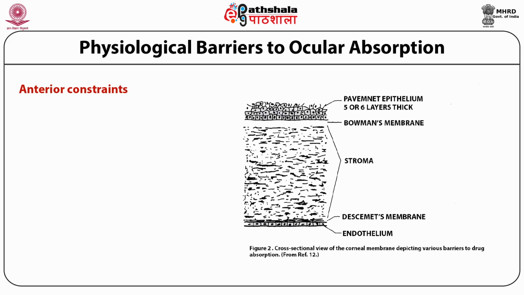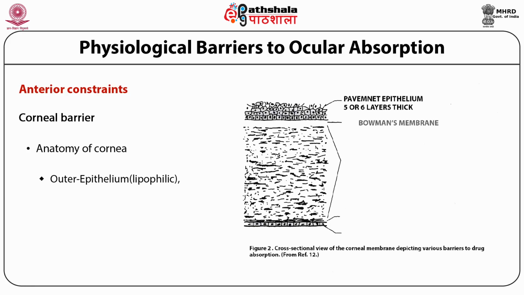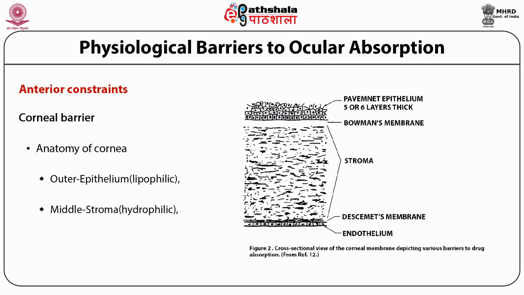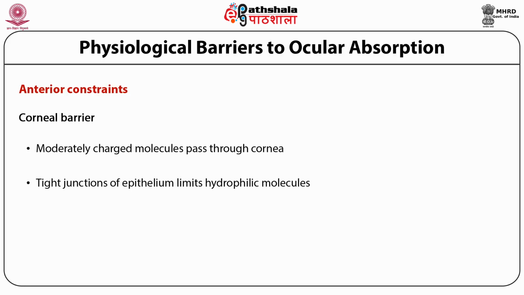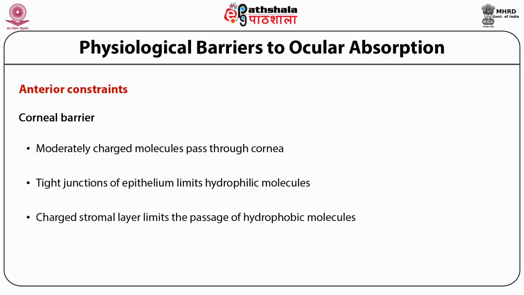The first among these is the corneal barrier. The cornea consists of an outer epithelium, a middle stroma, and an inner endothelium. Drug molecules that are moderately charged are able to pass through the cornea. The tight junctions, characteristic of the corneal epithelium, limit the passage of hydrophilic drugs. The charged stromal layer limits the passage of hydrophobic molecules, and its highly organized nature sieves the larger molecules.